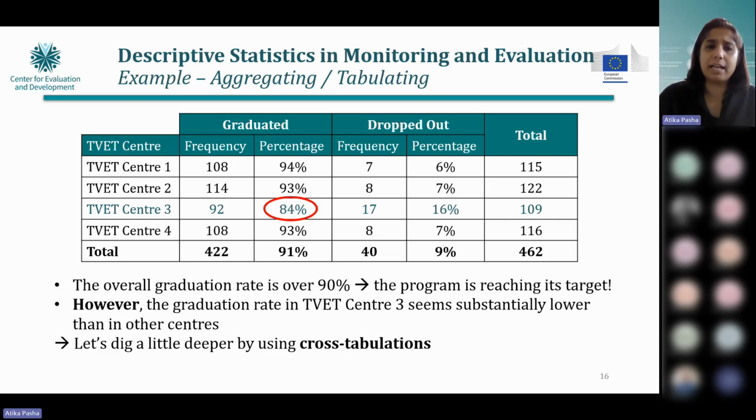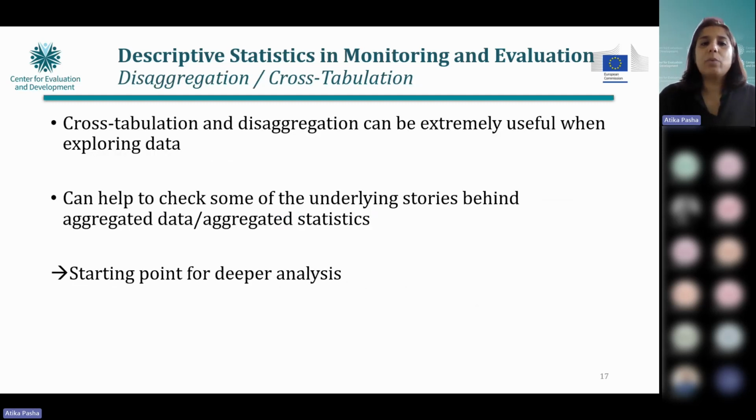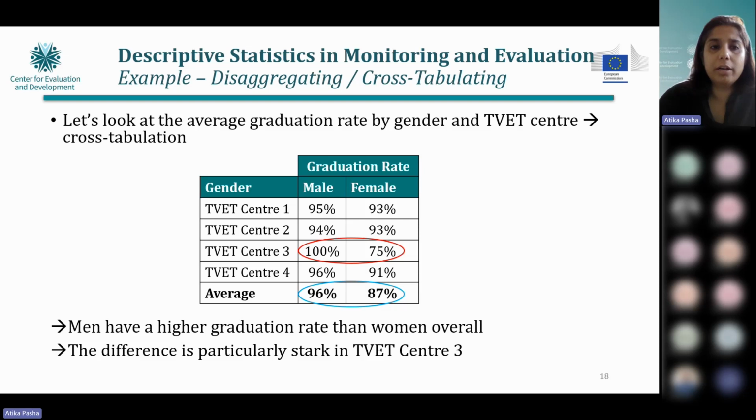And now our goal is to understand why TVET Center 3 is performing worse in terms of graduation compared to the other centers. And this is where we can cross-tabulate the same information and analyze more the single variable that we've been looking at, which is, for example, graduation. To delve into this deeper analysis, we now look at, let's say, gender of the participants, another data point that we have for each observation.